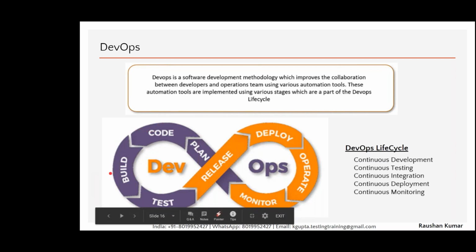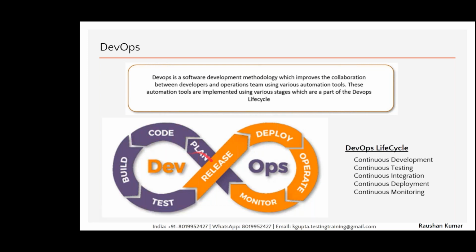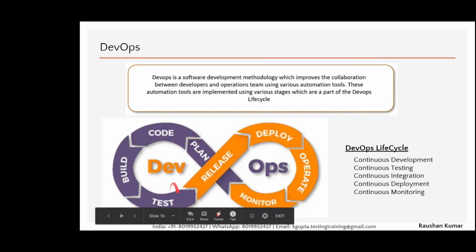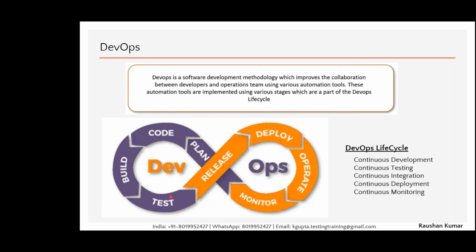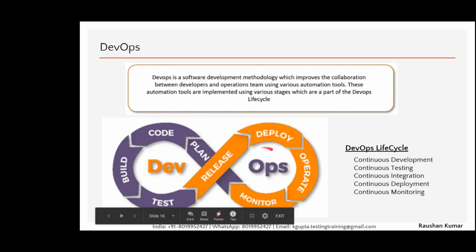The build job would get triggered, my code will be built, my testing jobs would be triggered, all my functional testing suite will run. After the successful confirmation of the testing results, it will be released and deployed to production, and then continuous monitoring will be done, and feedback would be given back to the development team. And this cycle goes on. So that's the brief about DevOps.